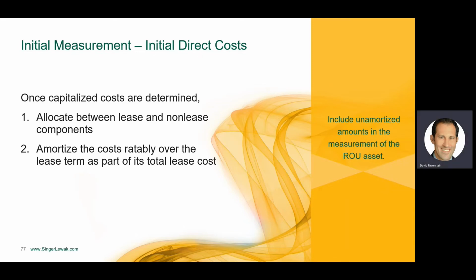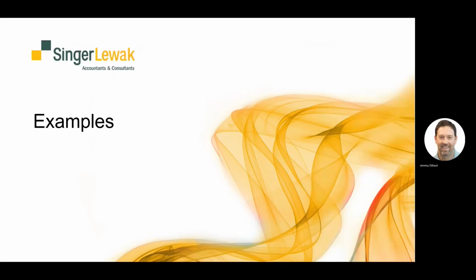You would include these unamortized amounts in the measurement of the right of use asset. So you would not record it as a discount on the debt, but you record it as an increase in the right of use asset at the date of commencement. So now that we've provided the rules in topic 842, let's go through some examples.